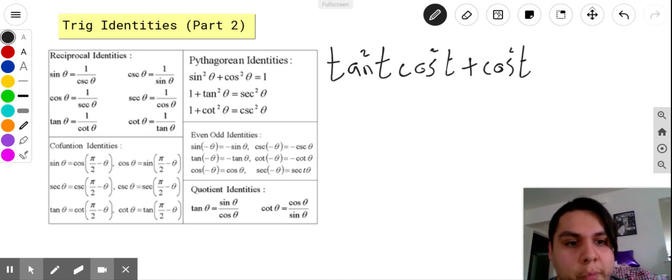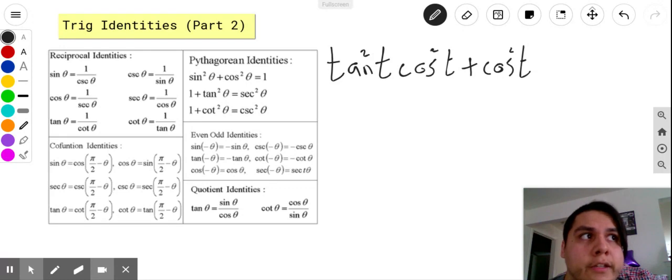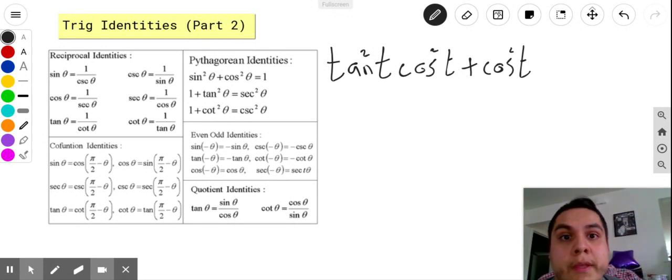All right, now that we've introduced all the basic identities, I need to show you how to use them to try to simplify or manipulate or prove something. So right here we have tangent squared of t multiplying a cosine squared of t plus a cosine squared of t. Your objective for this problem is to try to simplify it.